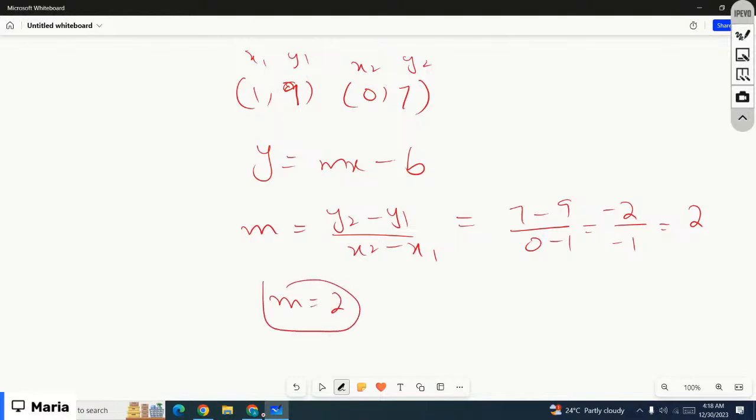Now you have the slope. So just use any of the points in the equation and calculate the value. But you don't need to calculate the value here. This is the y-intercept. So the equation is y equals 2x minus 7. The correct option is y equals 2x minus 7. Got it?